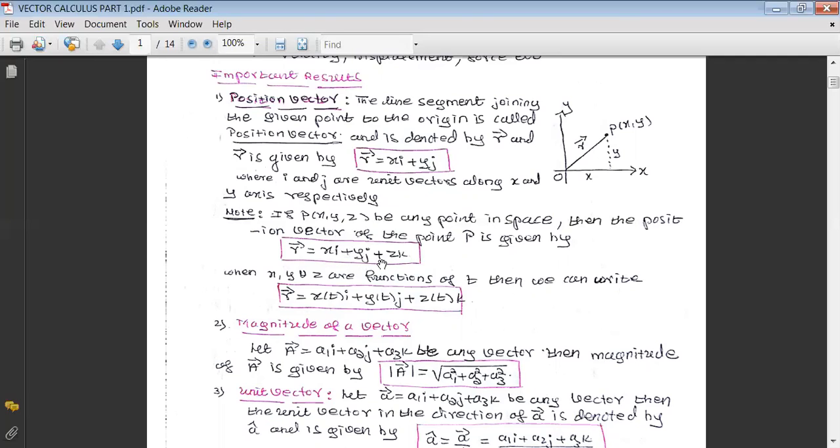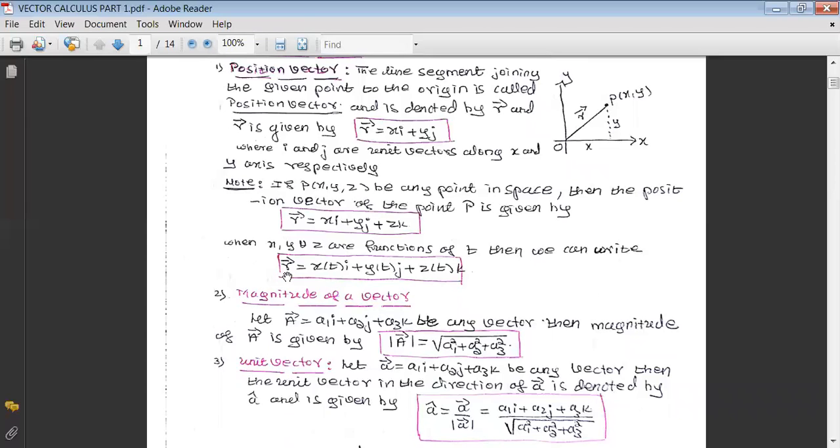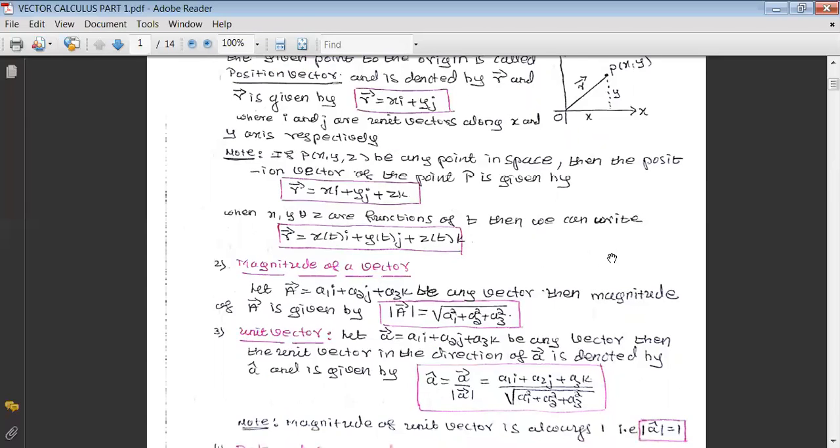Suppose these x, y, z are functions of a variable t, or if they depend on a time factor t, then this position vector r bar can also be written as x of t into i plus y of t into j plus z of t into k, indicating that x, y, z are functions of a parameter t. As t changes, the position of the point changes accordingly. The position vector also gives different values. That will be an expression for the position vector in the case of three dimensions.